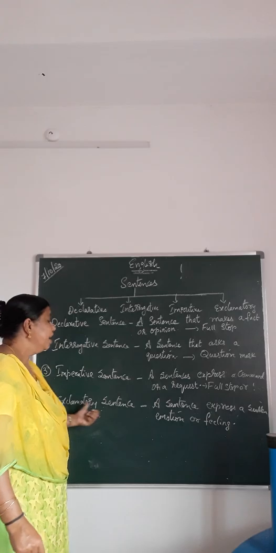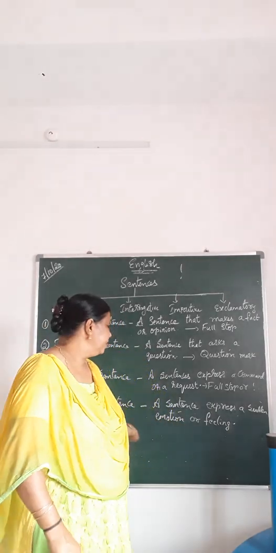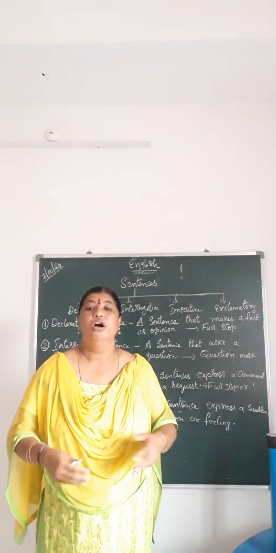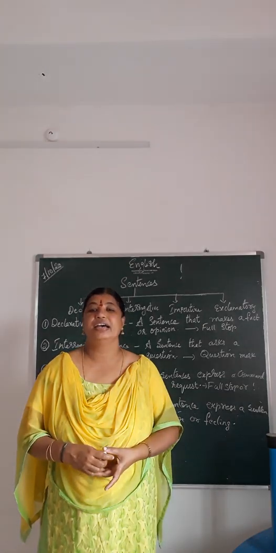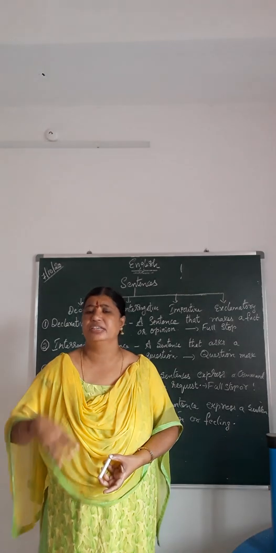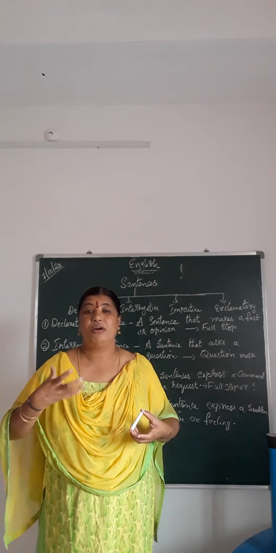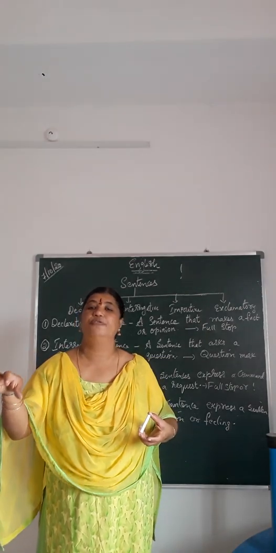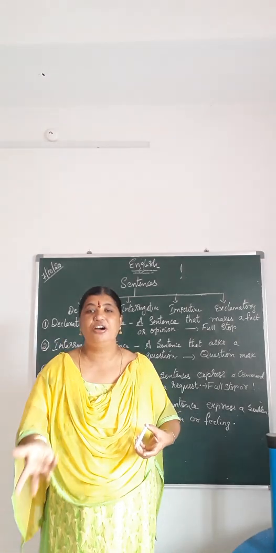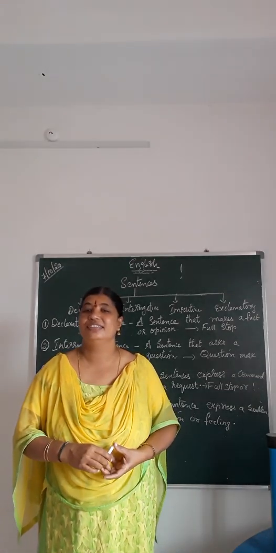Now the last one is the exclamatory sentence. What is an exclamatory sentence? A sentence that expresses a sudden emotion or a feeling is called an exclamatory sentence. I want to share my happiness, or I want to suddenly share my sadness with someone. Then I express all these feelings in the form of a sentence. Such sentences, where you are expressing your feelings, become exclamatory sentences.